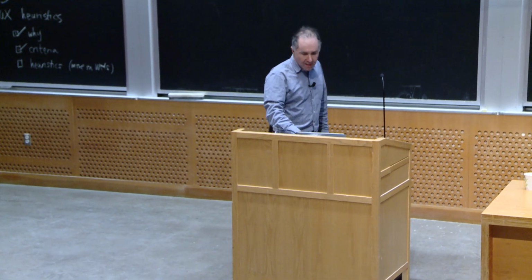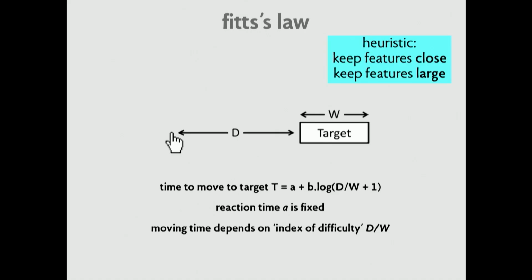And so the rule is, if you want to minimize the amount of time people spend hunting for things, you should keep features close and big. And if you want to play with Fitts law and see how well you fit Fitts law, you can look at these URLs afterwards. They're nice little simulations people have done where they ask you to actually do some of this tracking, and they draw graphs for you and tell you what your average times are and so on.